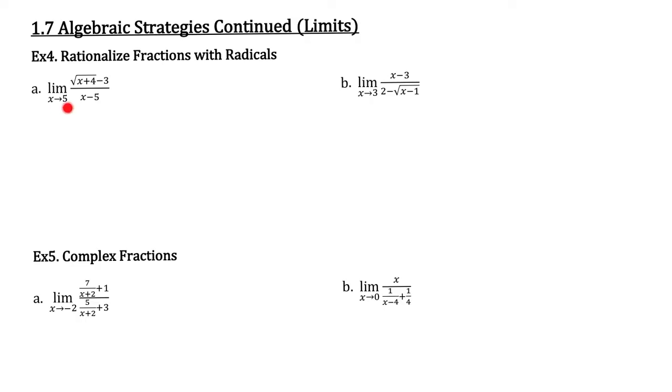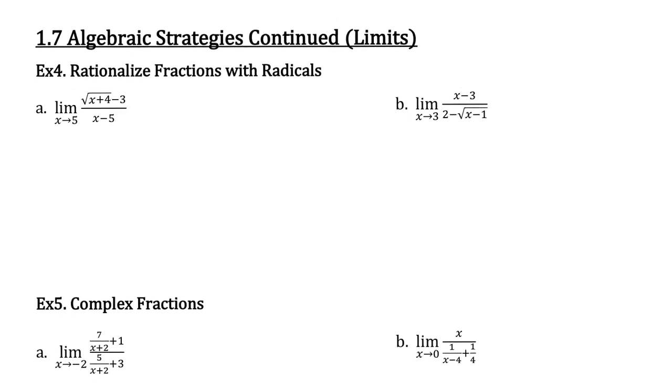So if I look at this one right here, if I plug in x is 5, 5 plus 4 is 9, square root of 9 is 3, minus 3, which is 0. And then 5 minus 5 is 0. So I'm going to get 0 over 0, which is indeterminate, which means there may be a limit. I just don't know what it is yet, so I do need to do some algebraic manipulation.